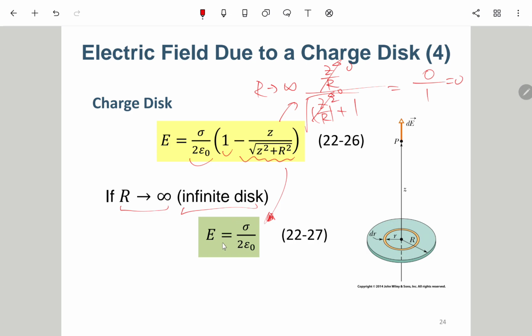So the only remaining term is sigma over 2 epsilon naught. 2 epsilon naught is a constant. You should still remember it is 8.85 times 10 to the negative 12. Sigma is also a constant if we don't change the charge of the disk. This is the surface charge density. So given a specific charge on this disk, this is a constant, which means that if we assume this disk is infinitely large, the E field generated by this disk is a constant. It is independent of z.